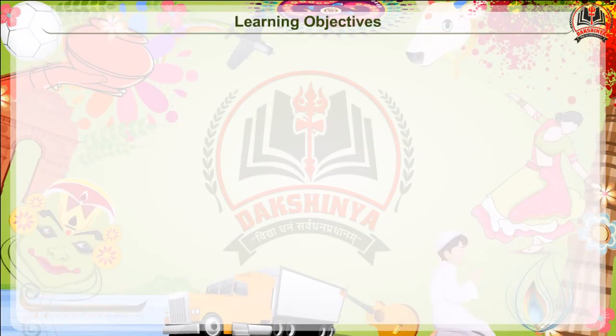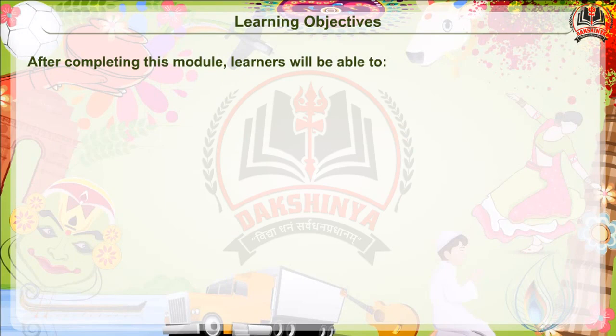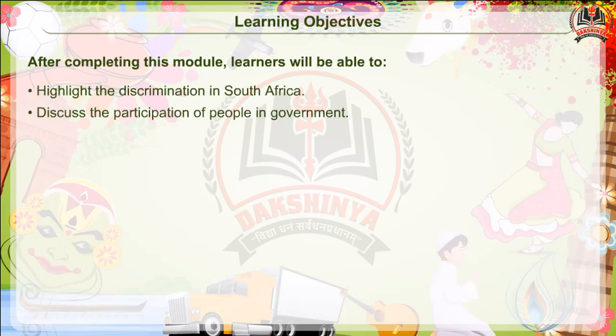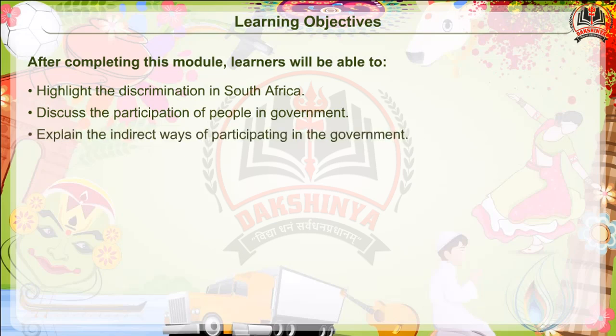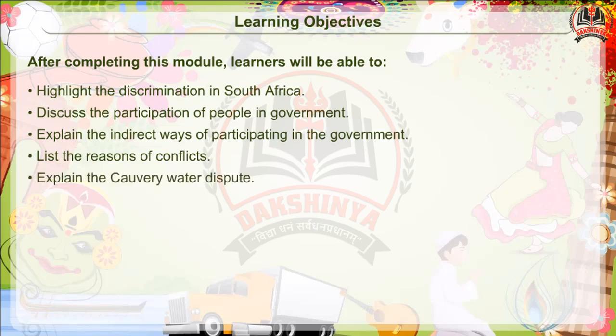Learning objectives. After completing this module, learners will be able to highlight the discrimination in South Africa, discuss the participation of people in government, explain the indirect ways of participating in the government, list the reasons of conflicts, explain the Kaveri water dispute, describe the importance of justice and equality.